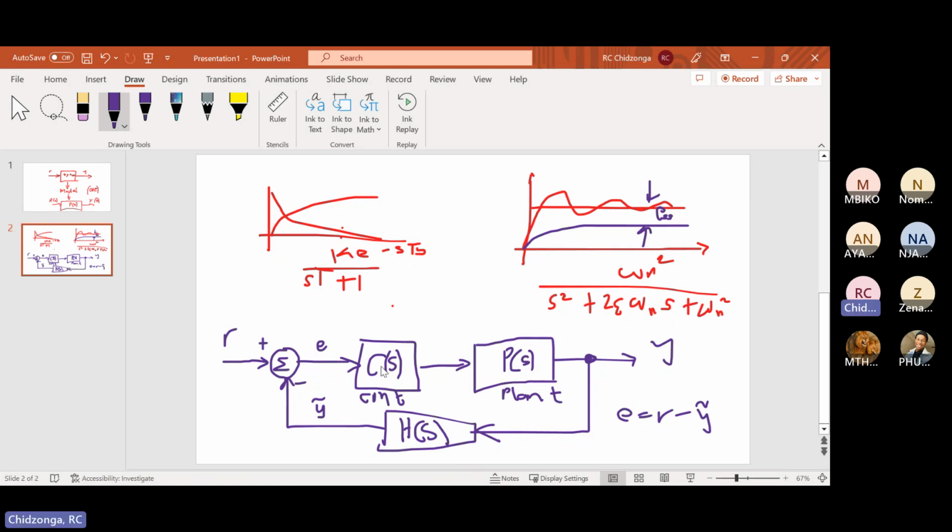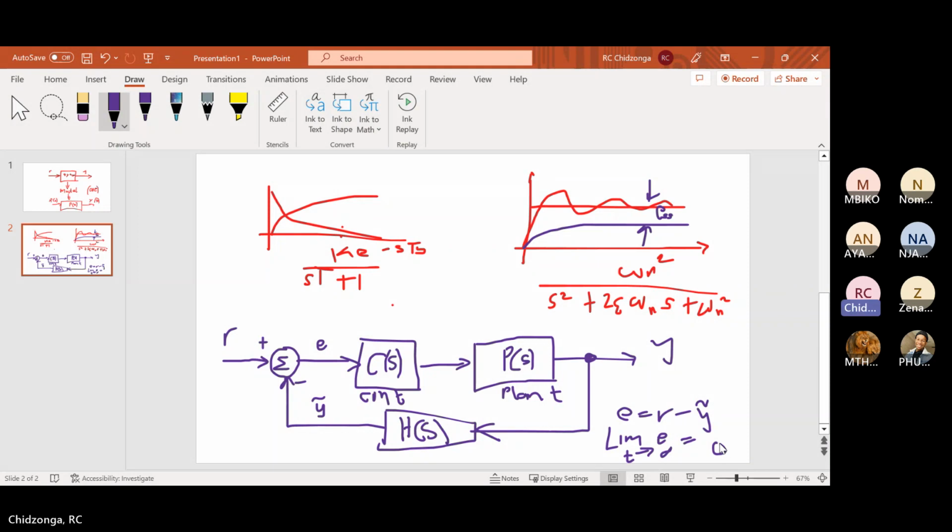But the purpose of the controller is to make sure that as time continues, which I write as limit of E, as time increases to a very big number, the error should approach 0. In other words, when you approach 0 error, you are sitting at a place where you want, because you are saying R is equal to Y dash. Your system is now being driven perfectly. The input is what you are getting as an output. All right? So that is the main purpose of the controller.